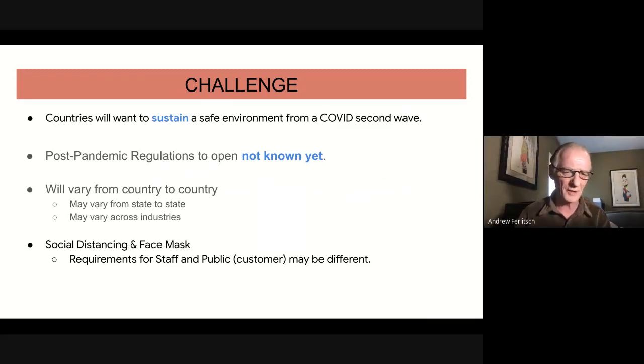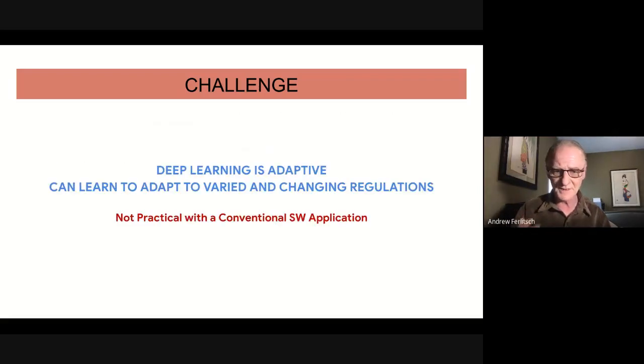But they'll all probably include something to do with social distancing and face masks. And actually, when I say social distancing from this point on, I'm really talking about encompassing all of those. There may also be requirements that differ depending on whether it's staff, somebody employed at the business, or the public, somebody who's a customer at the business. So deep learning is adaptive, and it can learn to adapt to varied and changing regulation. I think this is an ideal thing for deep learning to be applied to. I don't think it would be practical with a conventional software application.